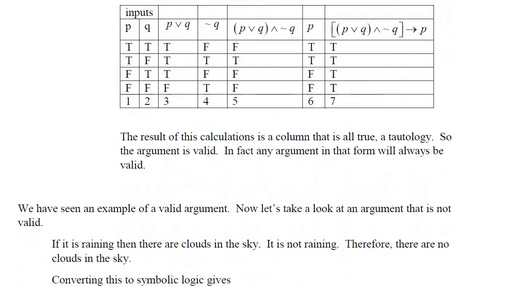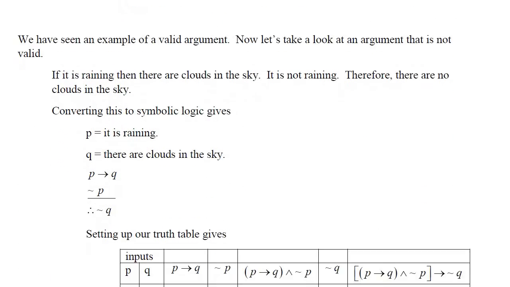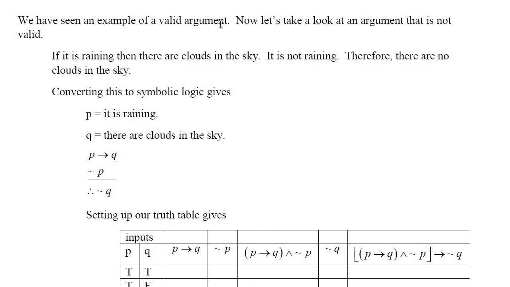All right, let's take a look at another example. I just showed you the example of a valid argument. Now let's look at an argument that is not valid. So here's our argument. If it is raining, then there are clouds in the sky. It is not raining, therefore there are no clouds in the sky.